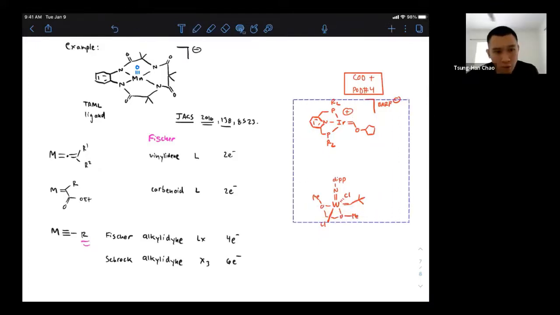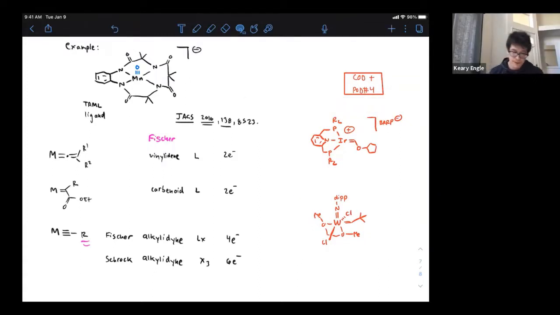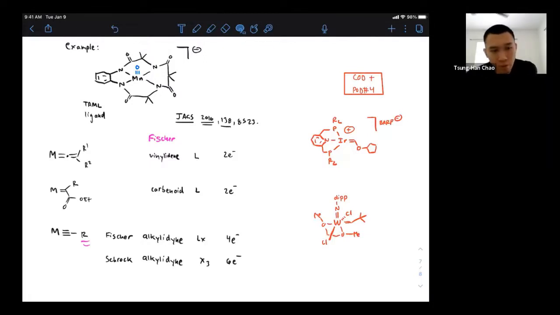Sorry, a quick question about the vinylidene. I'm not really understanding why you would expect it to be more like the Fischer carbene, because if R1 and R2 are not heteroatoms, would it more likely be a Schrock type carbene?